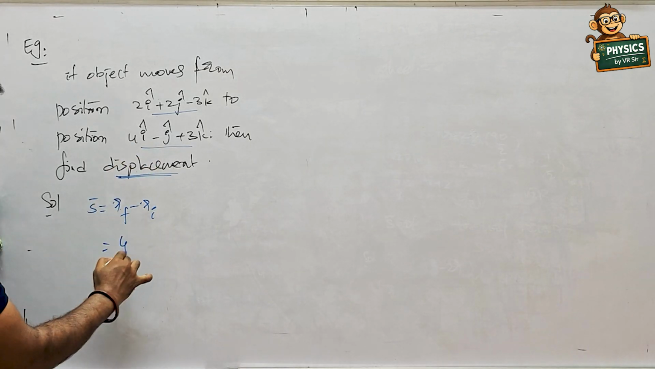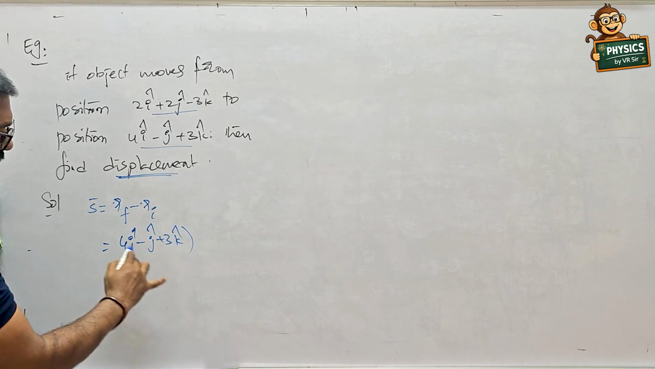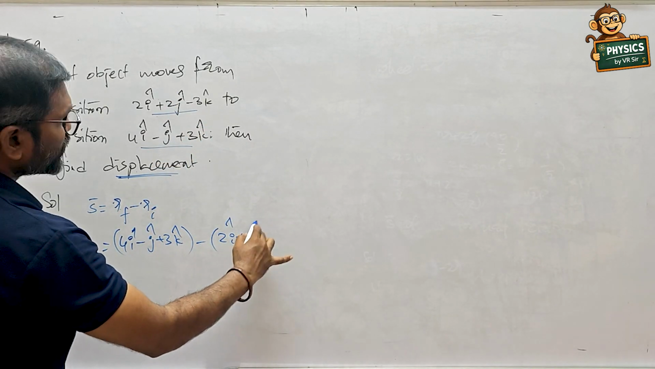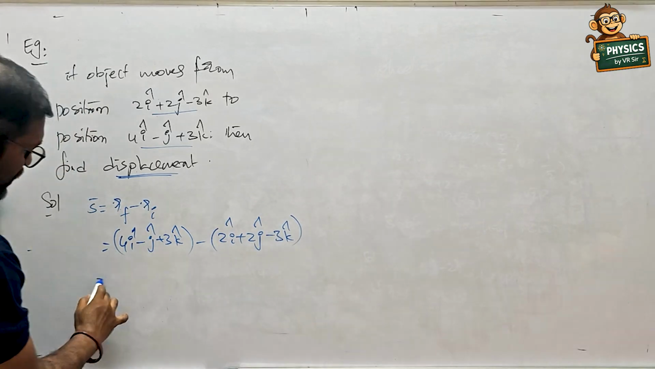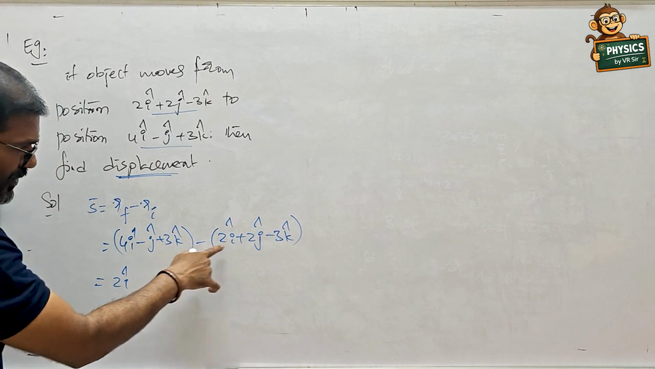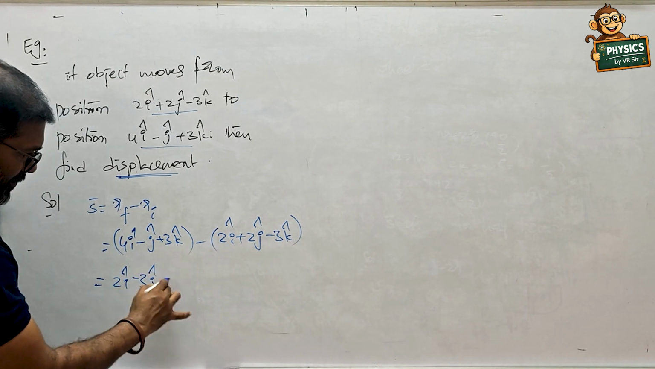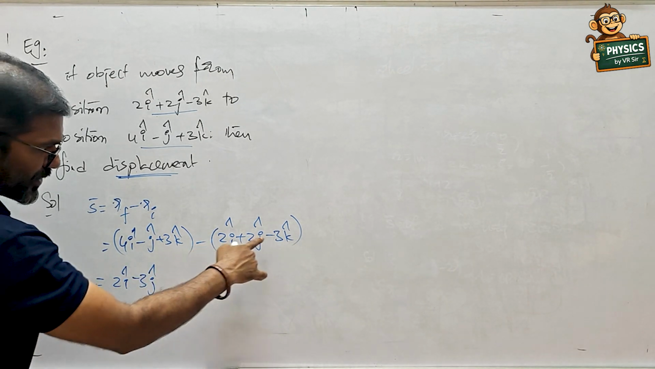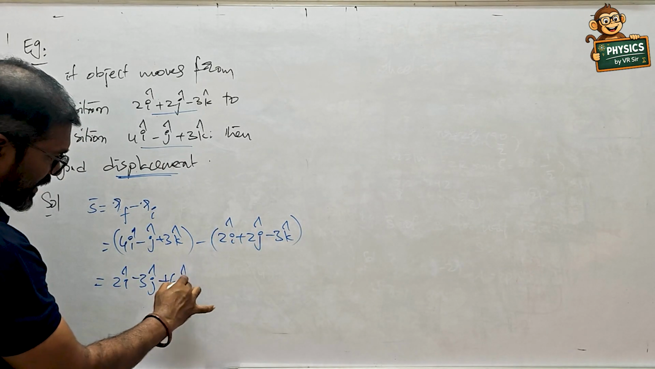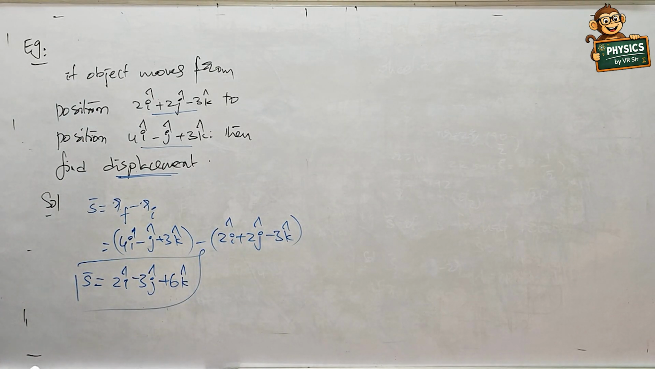What is the final position? 4i minus j plus 3k, minus the initial position 2i plus 2j minus 3k. Then what happened here? 4 minus 2 is 2i cap. Minus j minus 2j is minus 3j, and plus 3k minus of minus 3k is plus 6k. This is the displacement vector.